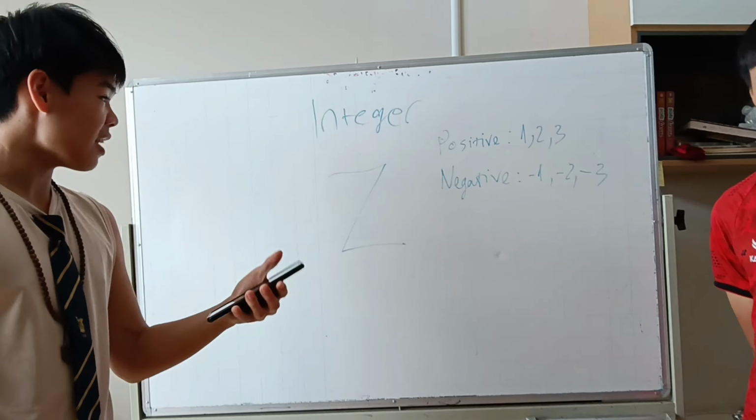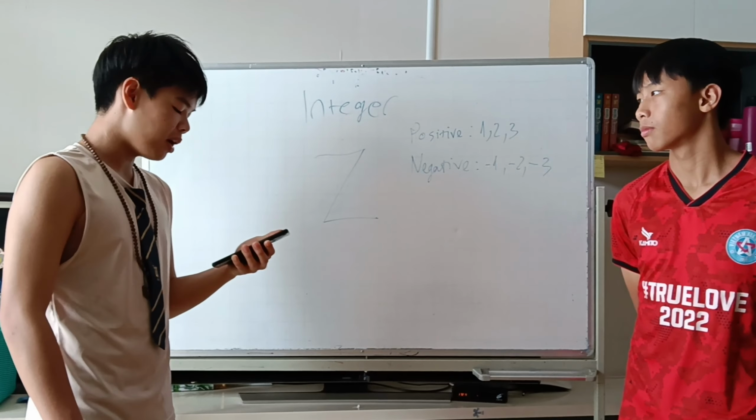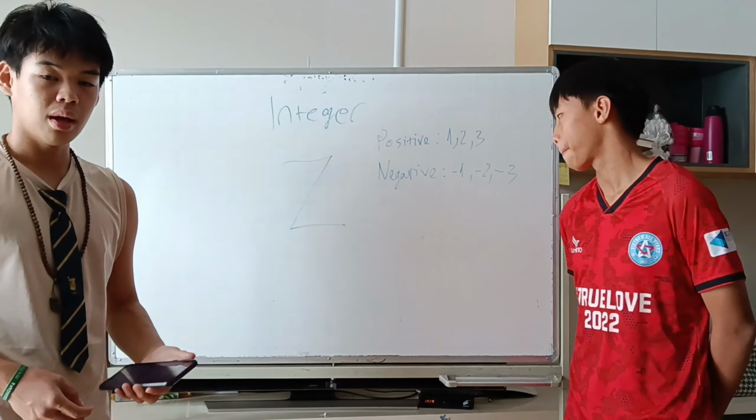And lastly, 0 is not a negative number or a positive number, but it is still a whole number.